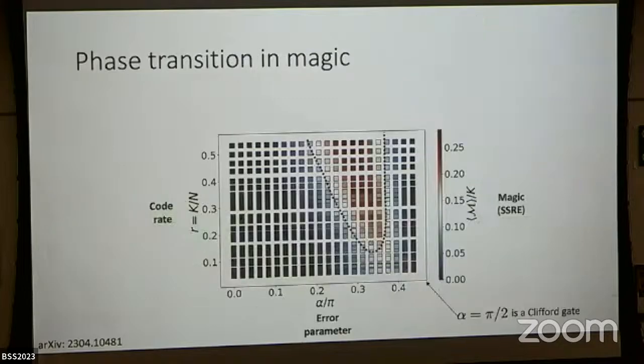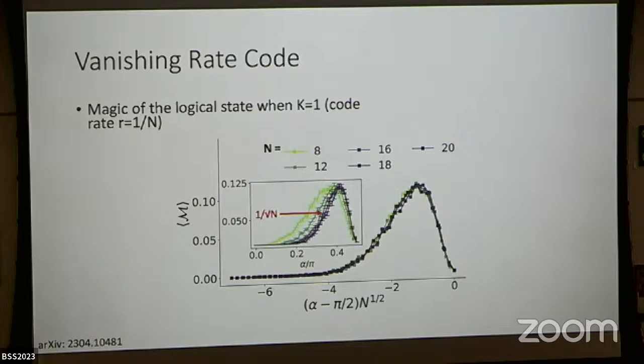Okay, so let's look into this phase diagram. First I'll take the case where we have what's called a vanishing rate. So we always keep one logical qubit and just increase n. So as n gets very large, the code rate goes to 0. In this particular case, I vary this alpha parameter. This is oriented in the same way. So on the right is what we call the Clifford point, where this is shifted by pi/2, so this is when it's a pi/2 rotation.